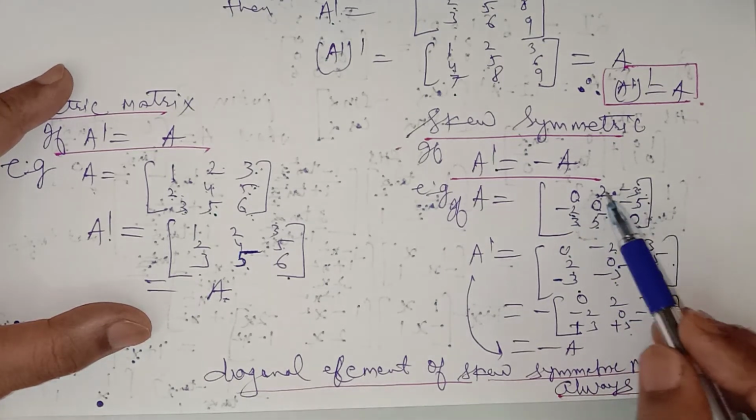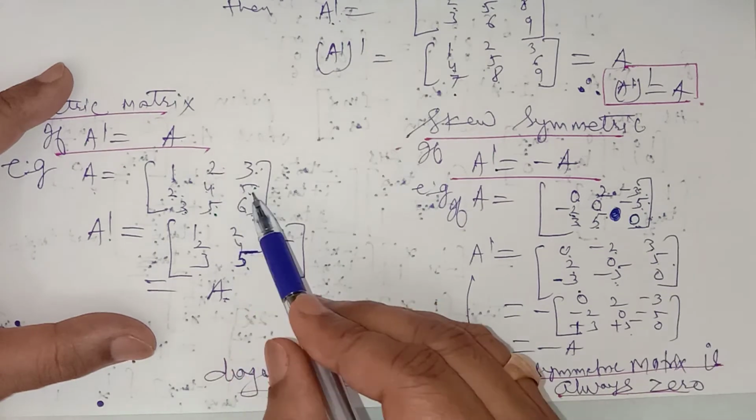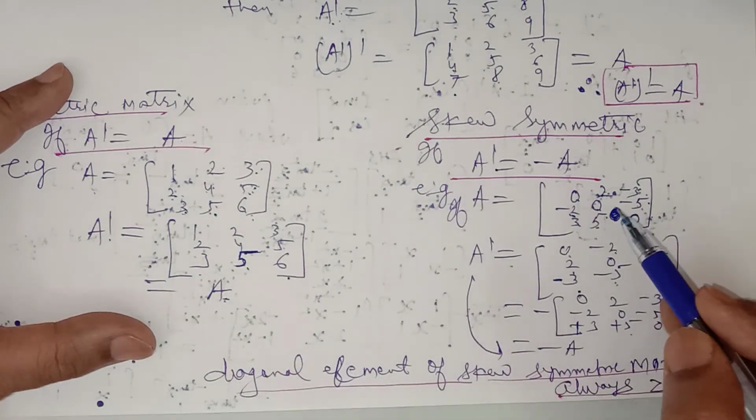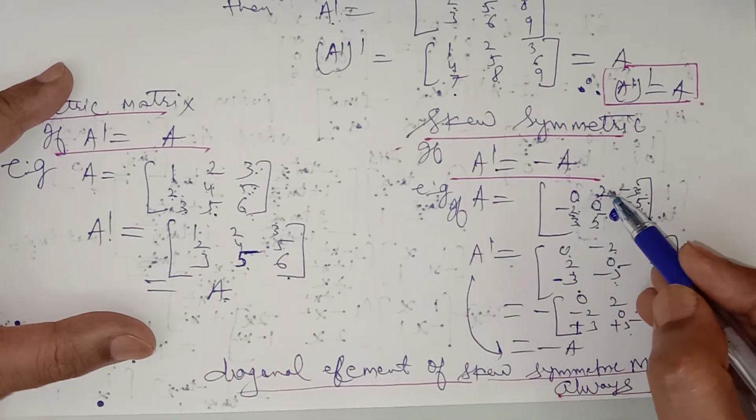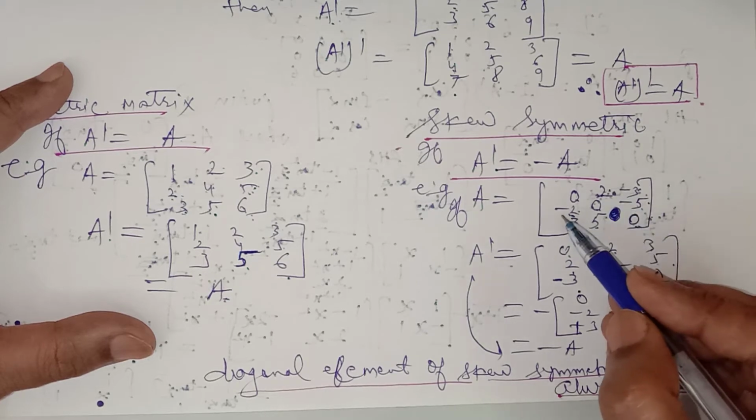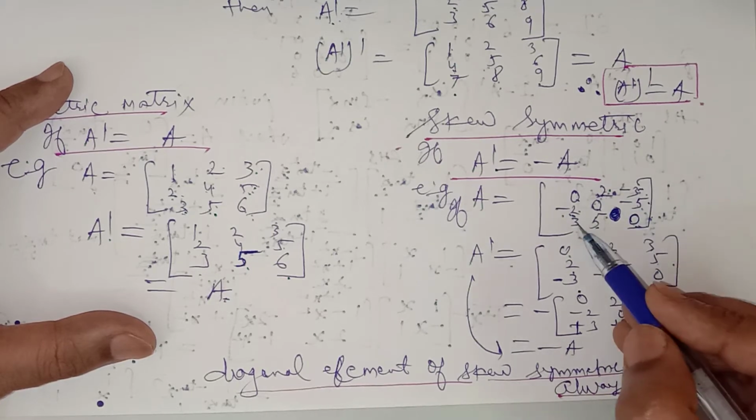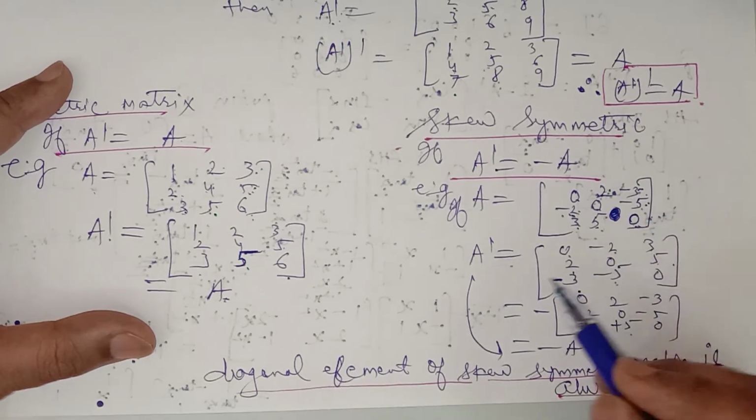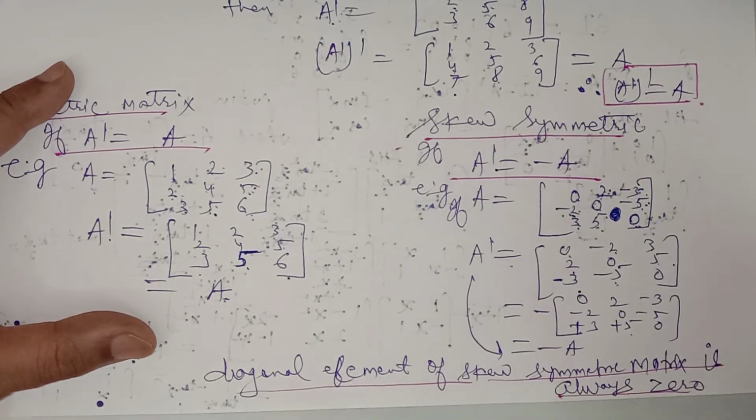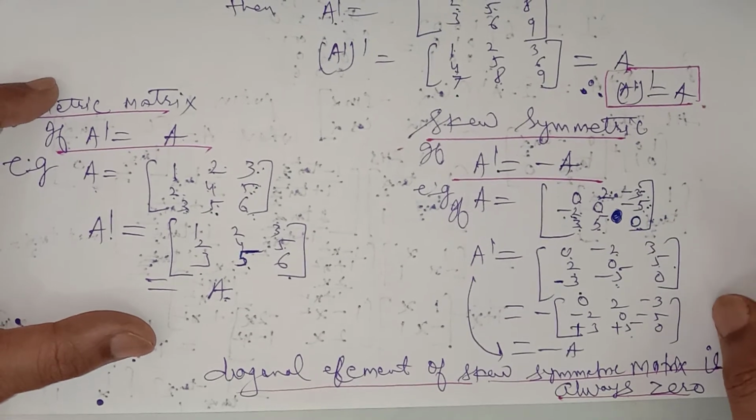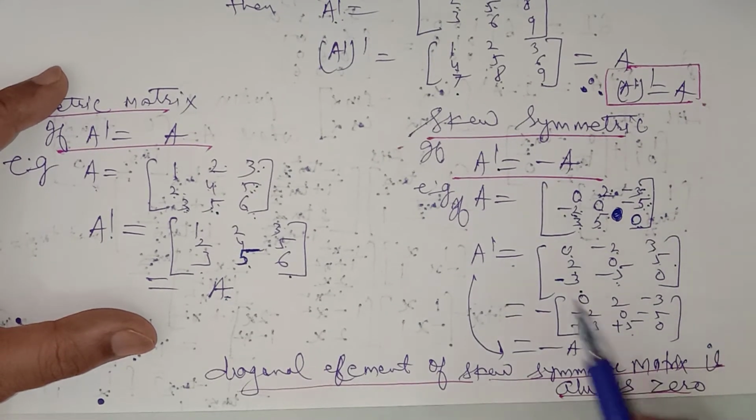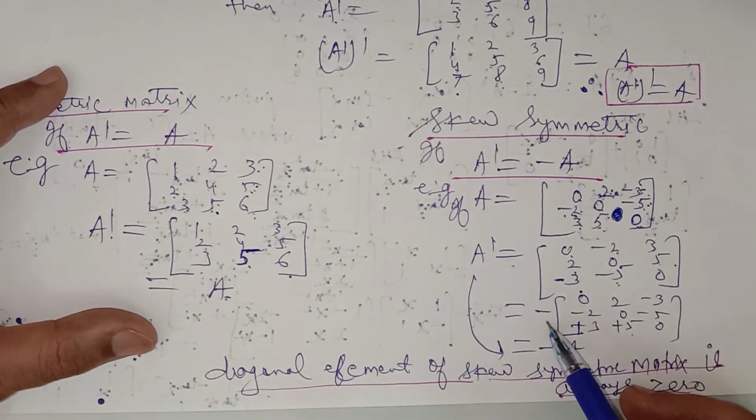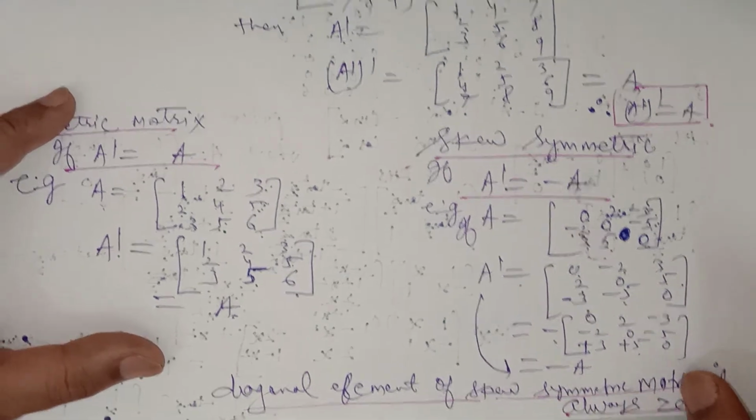You write some elements here, 2, minus 3, minus 5, as you have written in the symmetric matrix. But what is the difference here? You write the element here of the opposite sign. I have taken 2, so you take minus 2. I have taken minus 3, you take 3 here. I have taken minus 5 here, you take 5 here. Opposite signs. So you'll always get a skew symmetric matrix. To find the transpose, take minus common, it will become minus A, and it will be a skew symmetric matrix.